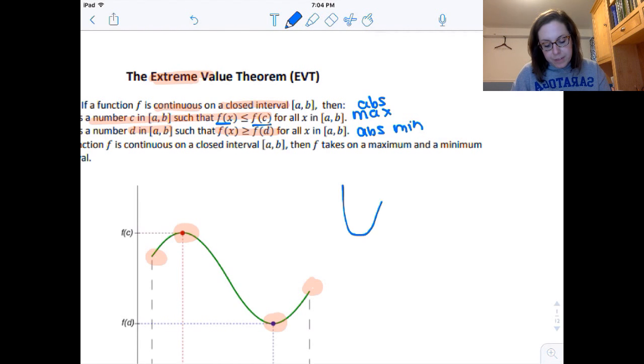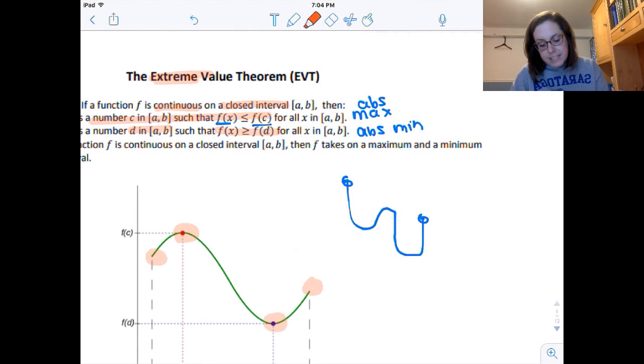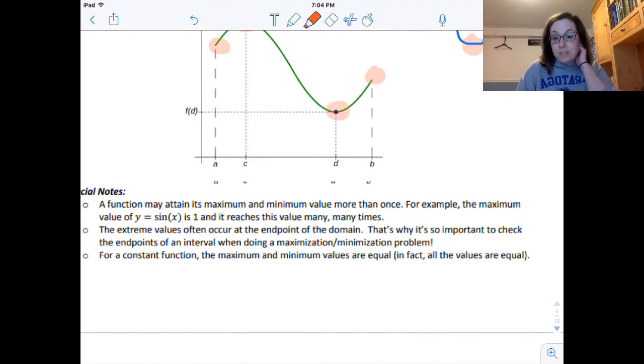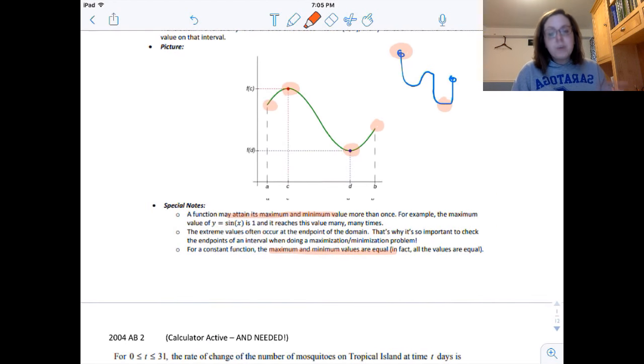So in this case, that's not a good picture. In this case, right, these are my endpoints. This is my absolute maximum, but this is my absolute minimum. So one of them is occurring at a critical value, one of them is occurring at an endpoint. So we need to make sure we test both. A function may attain it more than once. For example, the maximum of sine is 1. That happens multiple times, so that's totally fine. Extremes often occur at endpoints, so make sure you test them. And for constant functions, maximum and minimum can be equal. That's fine.